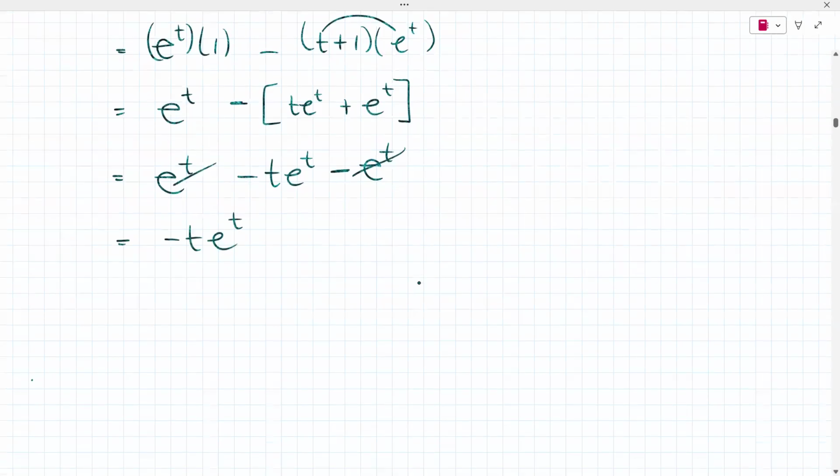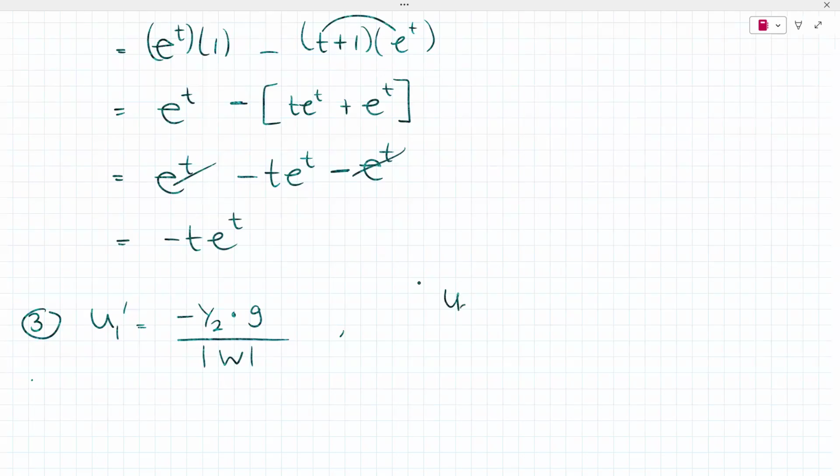Step 3. Find my u1 prime and my u2 prime. So my u1 prime is negative y2 times g all over the Wronskian determinant, which we found. And my u2 prime is y1 g over the Wronskian determinant.